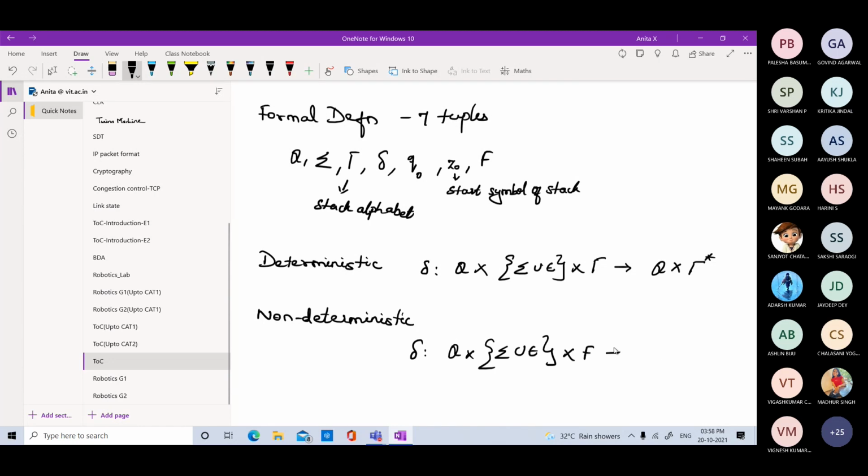In the case of non-deterministic, I'll have this many transitions. So from each state, for the same input symbol and stack symbol, I can have transitions to multiple states. That is non-deterministic. In general, we are going to discuss the push-down automata. So just make a note of what is non-deterministic and what is deterministic push-down automata.